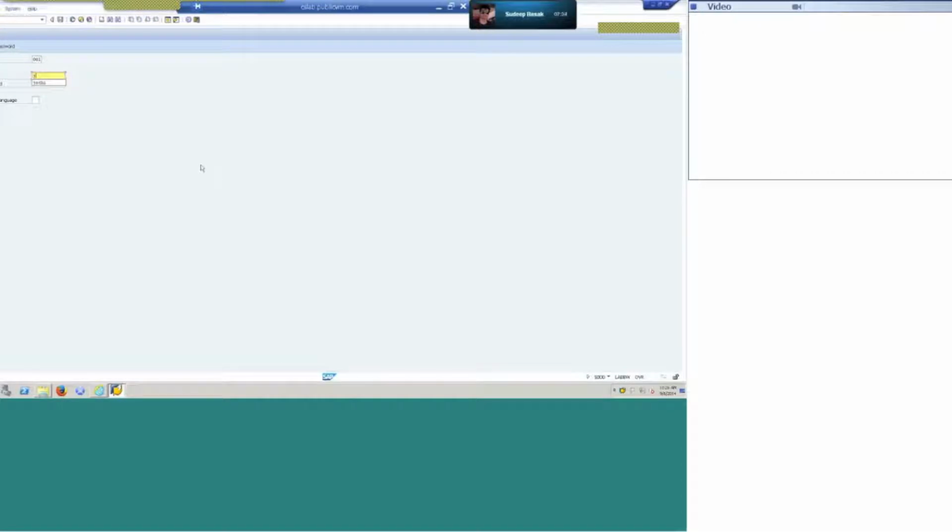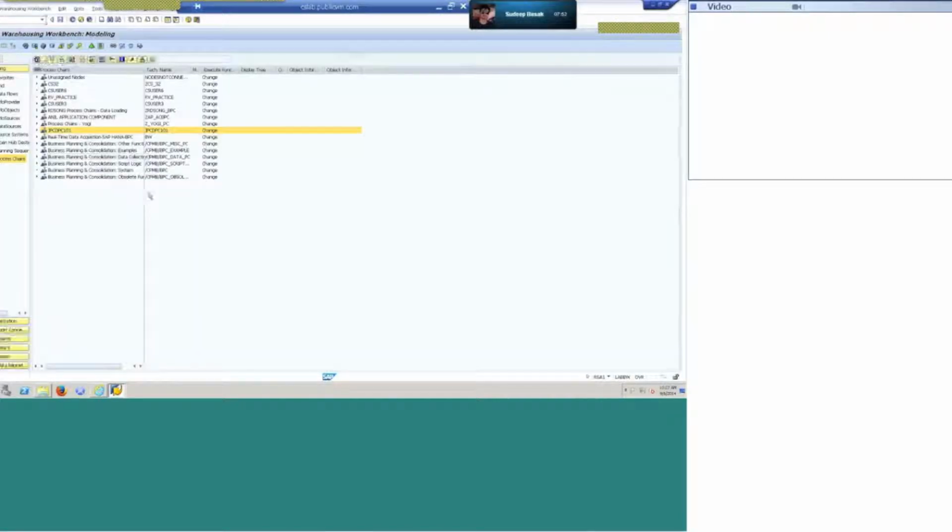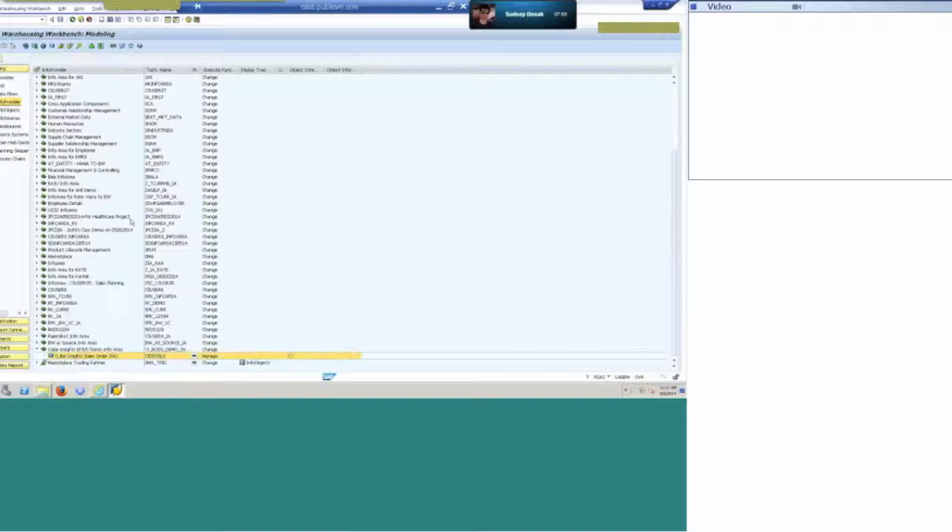Hopefully I know my password. Hold on. So when I go to BW, here I can see all the models that have been listed. This is basically the model behind the scene. So I should know how to link this one.